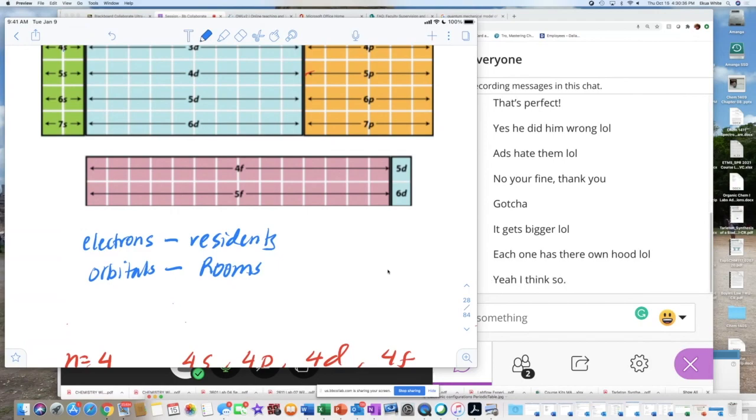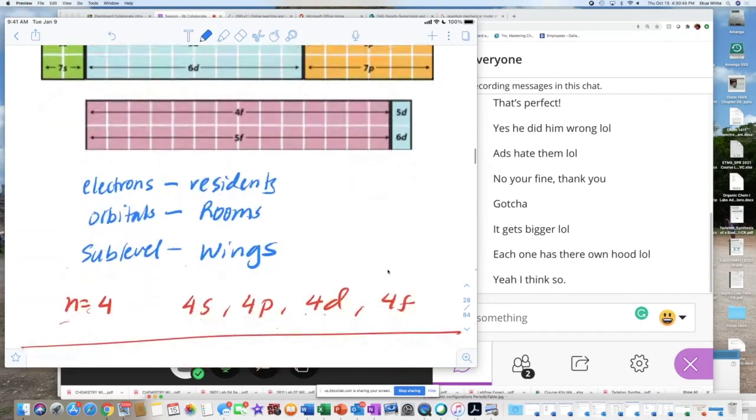So let's say wings. The wings will be the sublevel. These are sections on the same floor. And then the floor of the hotel will be the energy level. So I'm using something that hopefully we can relate to talk about the chemistry.